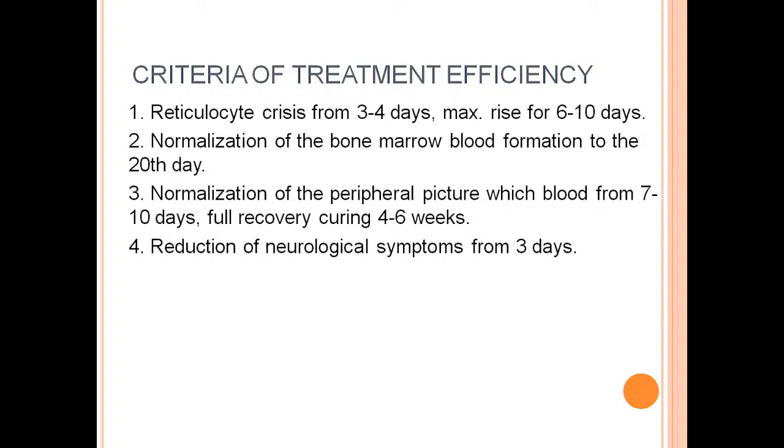Criteria of treatment efficiency. Reticulocytes increase from 3-4 days. Maximum rise at 6-10 days. Normalization of bone marrow blood formation by the 20th day. Normalization of the peripheral blood picture from 7-10 days. Full recovery after 6 weeks. And reduction of neurological symptoms from 3 days.